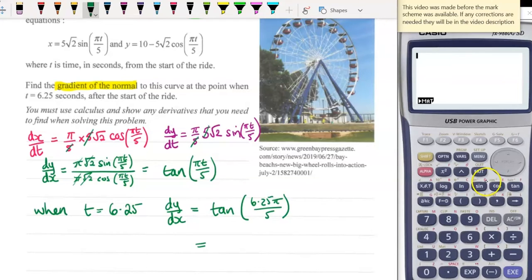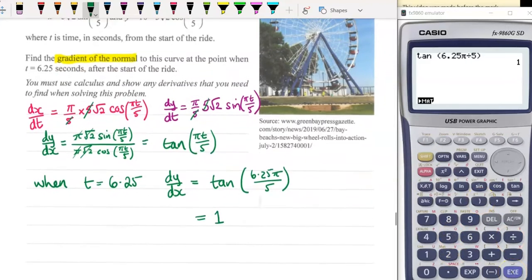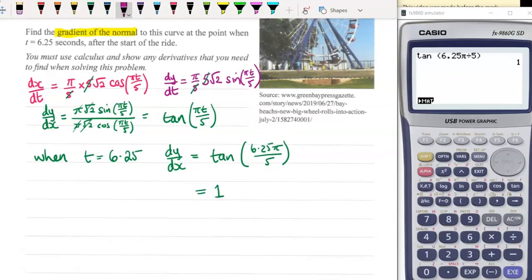So over to our calculator. Here we go. So tan is 1. So then the gradient of the normal, just to finish this off, if the gradient of the tangent is 1, the gradient of the normal is equal to minus 1, the negative reciprocal.